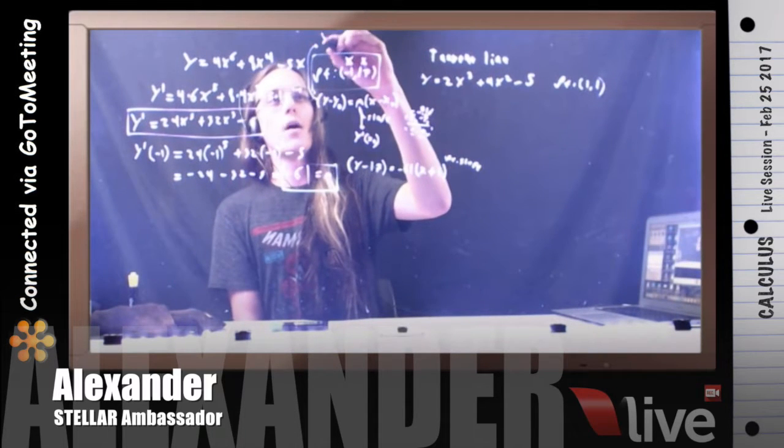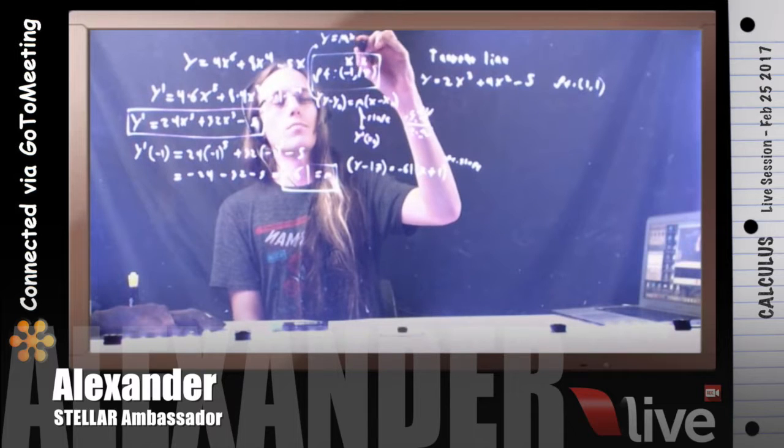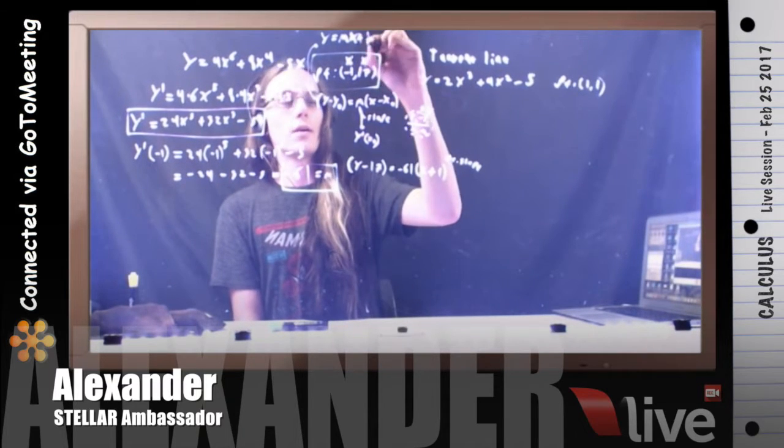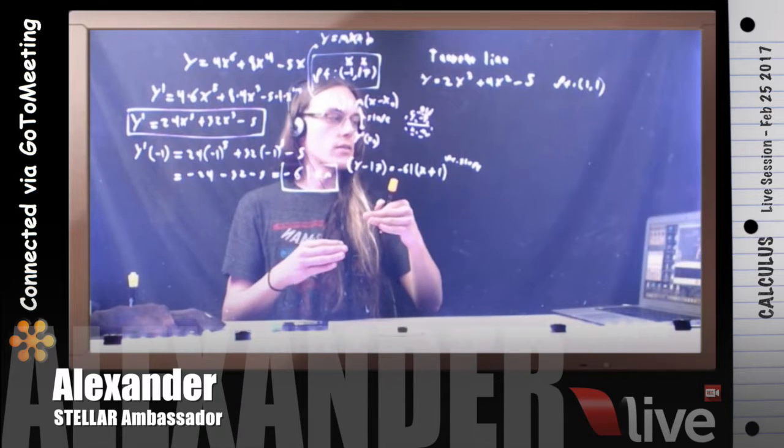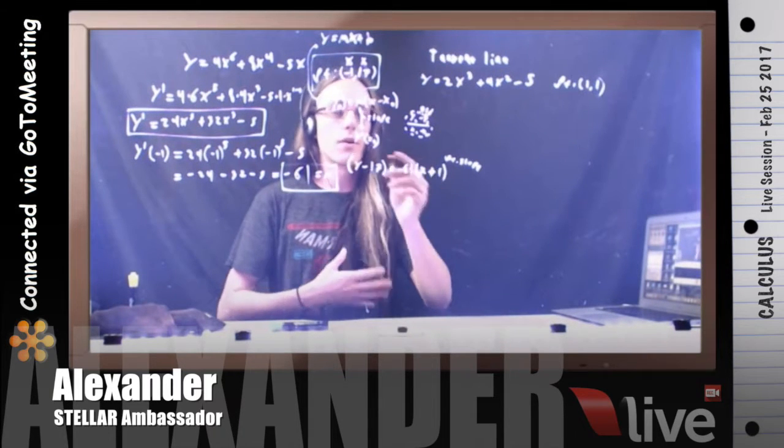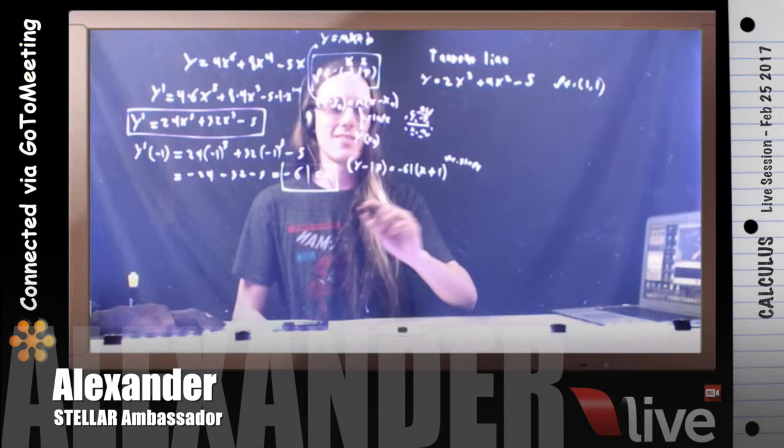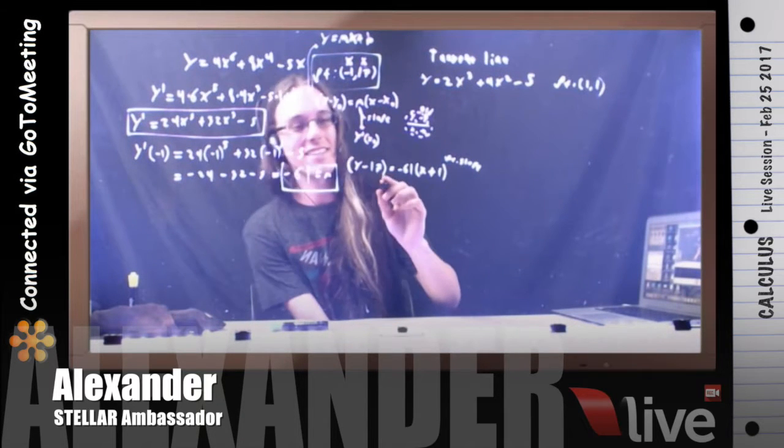The other form is y equals mx plus b. And so now m is your slope and b is your y-intercept. It's where the graph actually cuts through the y-axis. So when x equals 0, it cuts through the y-axis.